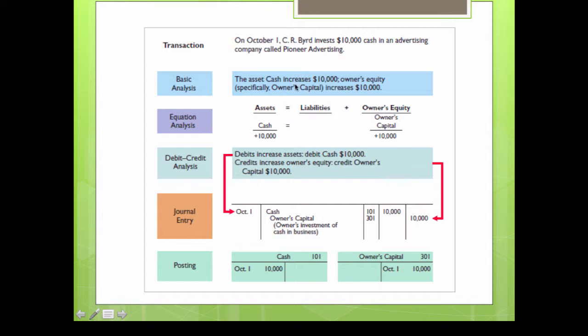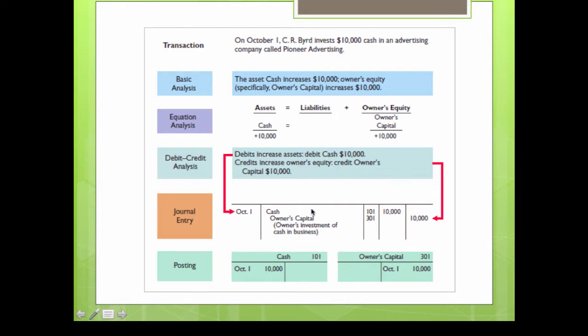Then we analyze the transaction to determine which two accounts are affected. Remember, we need to affect at least two accounts. In this case, it's determined that the cash is increased by $10,000 and owner's equity is increased by $10,000. Okay? When we then record these transactions in tabular form, and you did that in Chapter 1 with the Excel sheet, it's in reference to the accounting equation. Remember, cash is under assets and owner's capital is under owner's equity.